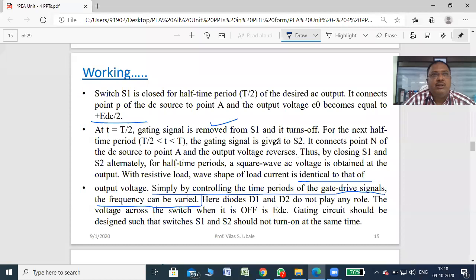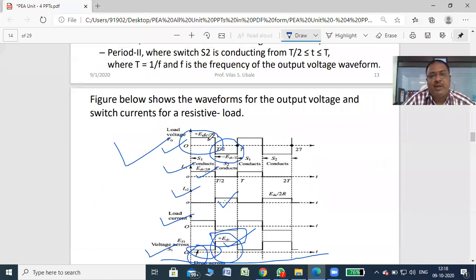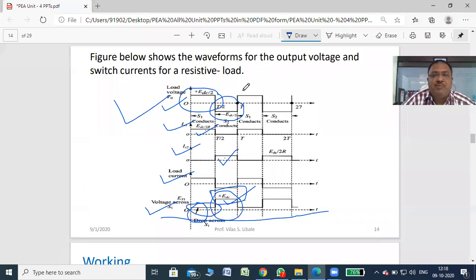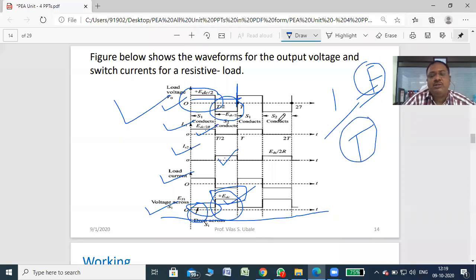You can observe practical number 6, that is the PWM inverter, in which I have shown how the frequency is varied. So simply see here, the frequency of this particular waveform is equal to 1 by T, where total T is this one. So 1 by T is your frequency. If we change the on time of S1 and S2, we can simply change T. If T is changed, it means frequency is changed. It is very simple to understand.